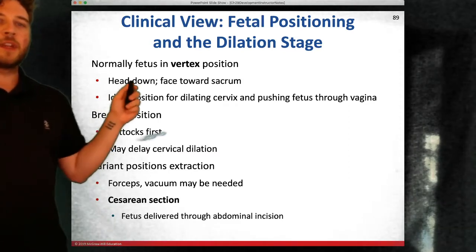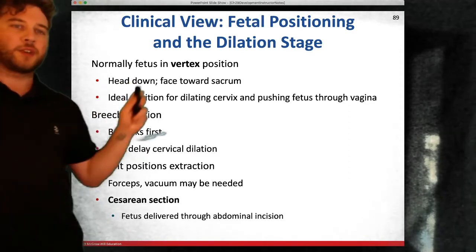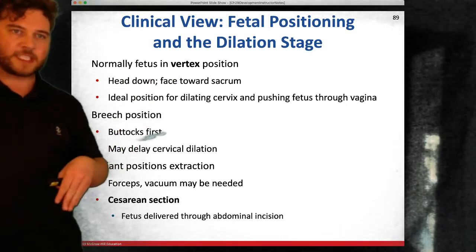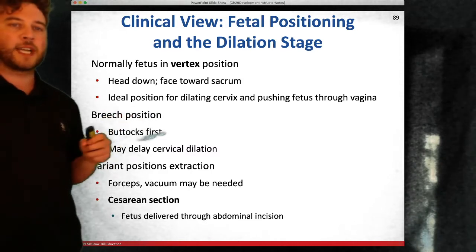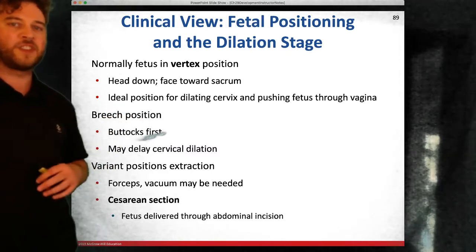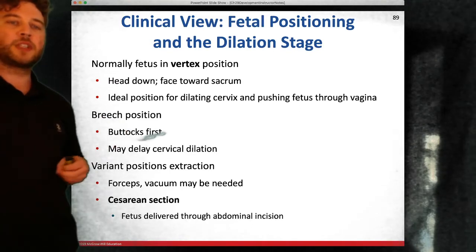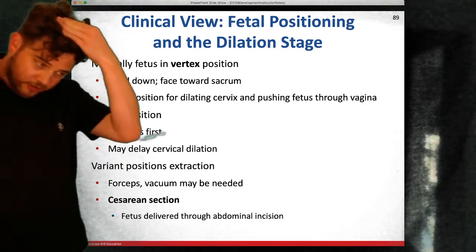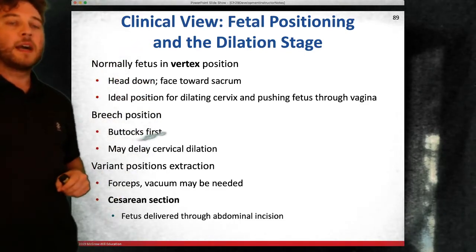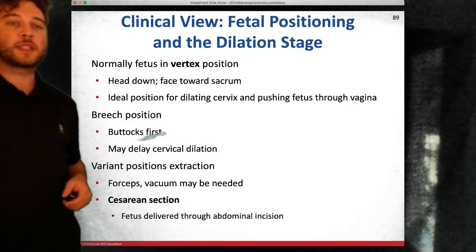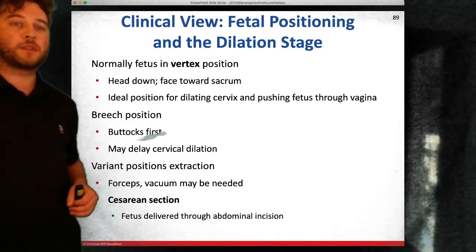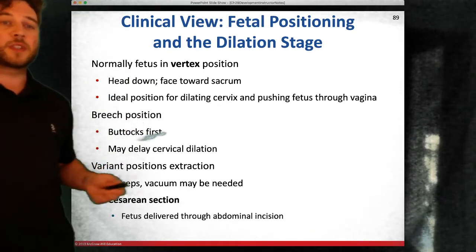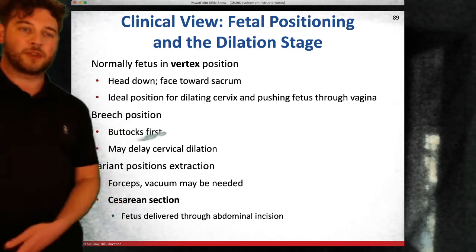Okay, fetal positioning in the dilation stage. Normally the fetus is in the vertex position with its head down facing the sacrum, so facing backwards. This is the ideal position for dilating the cervix and pushing the fetus through the vagina. If the fetus is breech, that means its buttocks are coming first. That can delay the cervical dilation because you don't have that hard, almost battering ram head. For variant positions, extraction with forceps or vacuum is possible if needed. They actually take the forceps, put them right around the fetus's head and pull it out. You could also do a cesarean section, where the baby is delivered through an abdominal incision.